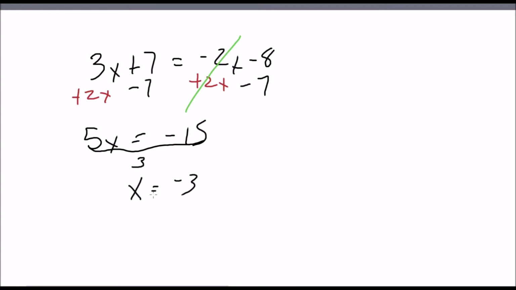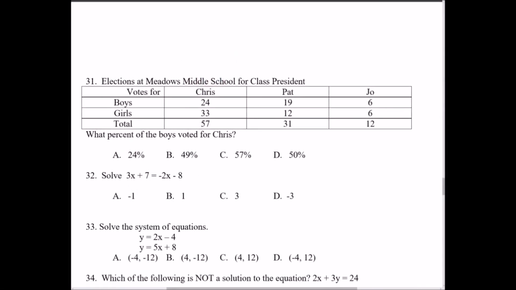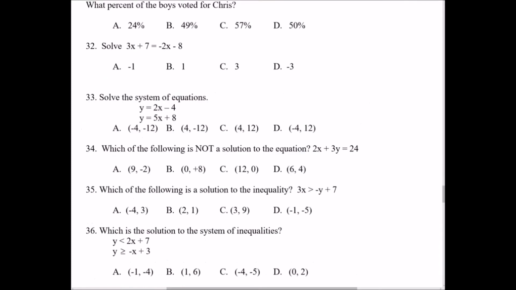Is that an option for us? What number are we on? Yep, it is option D. Let's switch over so we can see it. Alright, so yeah, D is negative 3. Let's move on to number 33.